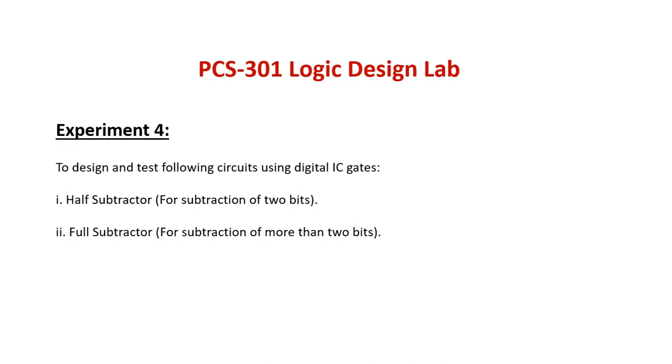Hello everyone. In the last experiment, we designed and tested two combinational circuits, half adder and full adder. Now, in continuation with that, today we will design and test two more combinational circuits, which are half subtractor and full subtractor. Half subtractor is used for subtraction of 2 bits and full subtractor is used for subtraction of more than 2 bits. We will design and test these using digital IC gates.